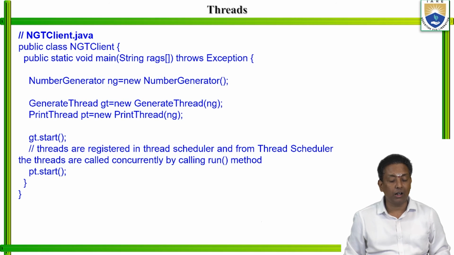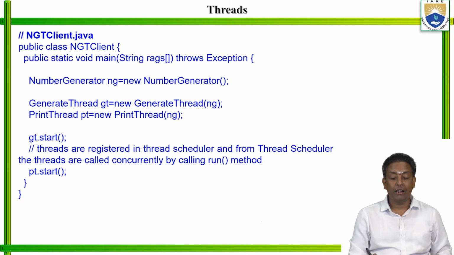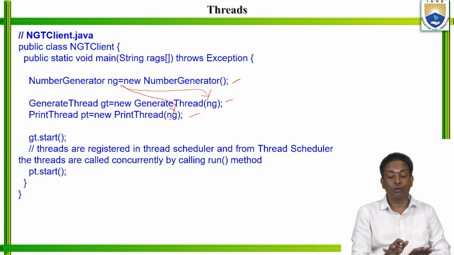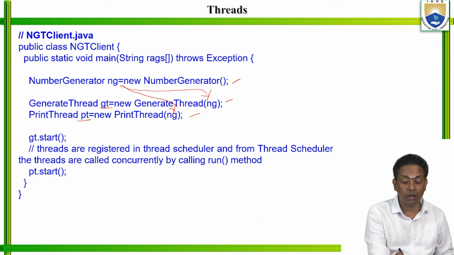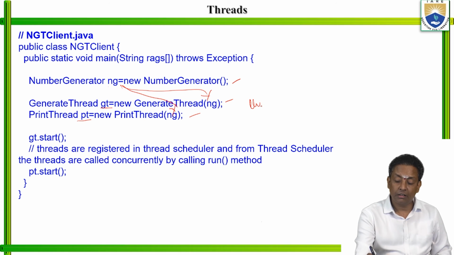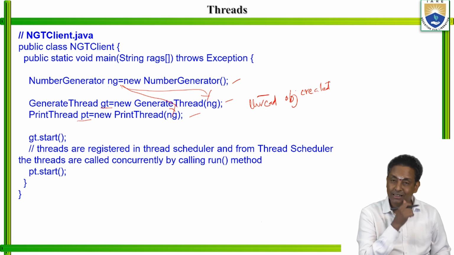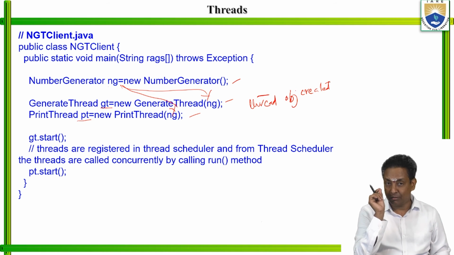Coming to the next point, the client program. In the client program, we created the number generator class object. Two threads are created, and into both threads we pass the number generator object. Two thread objects are created. No doubt, thread objects are created.